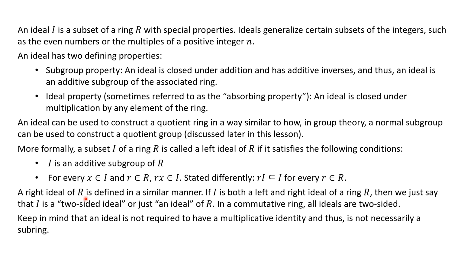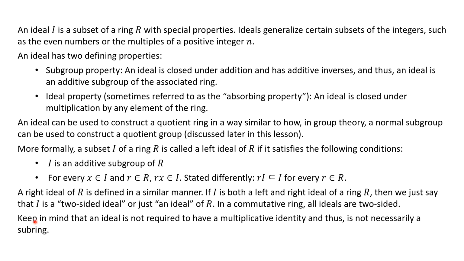A right ideal of R is defined in a similar manner. So we just have the R multiplied here on the right. If a subset I of R is both a left and right ideal of a ring R, then we just say that I is a two-sided ideal, or a lot of times you'll just see the term ideal with the assumption that that means two-sided, and if you need to be more specific, you would just say right or left ideal. In a commutative ring, all ideals are two-sided.